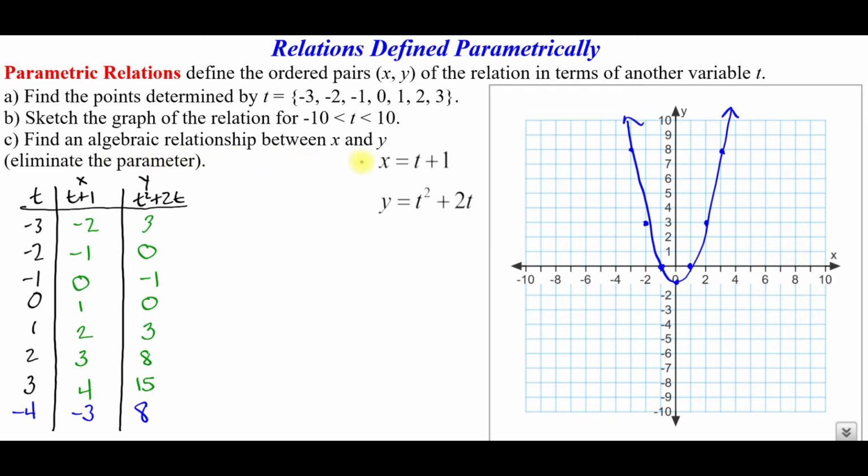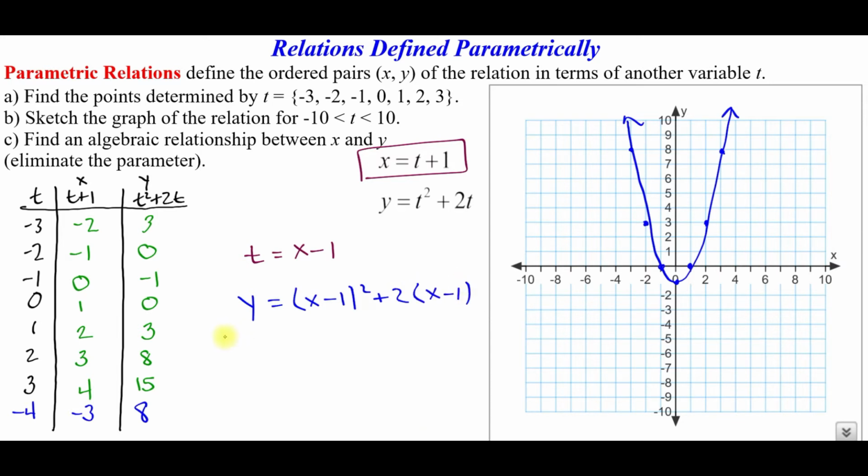Part C, find the algebraic relationship between x and y, is essentially asking us to eliminate the parameter, which is to eliminate t. So we look at our two equations and decide which one is going to be easier to solve for t. In this case, x looks like the easier one to get t by itself. So I'm going to get t equals x minus 1. Then we take this equation and plug it into the other equation, in this case y. So y equals, instead of t, x minus 1 quantity squared plus 2 times, again instead of t, the quantity x minus 1.